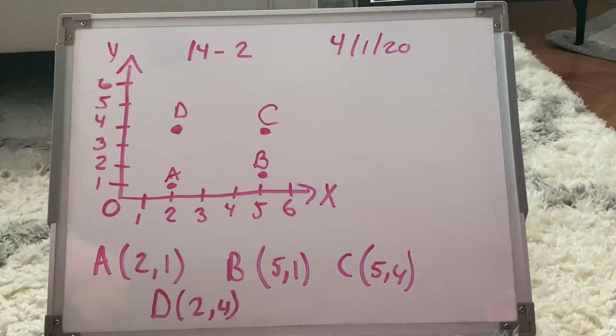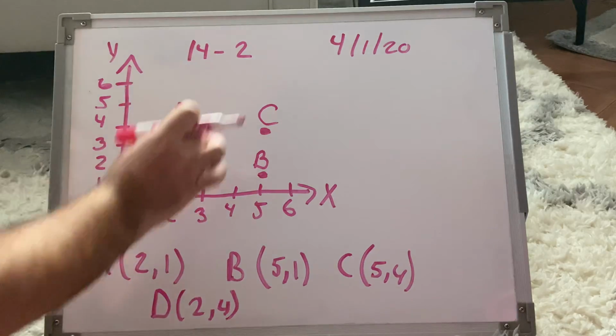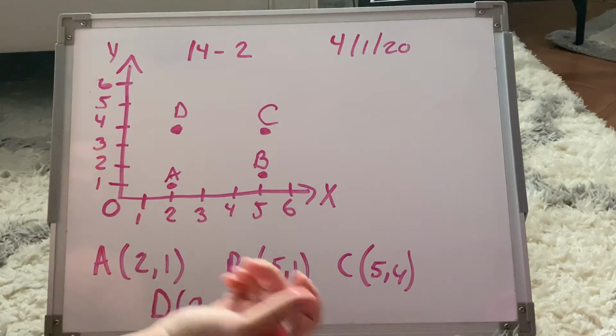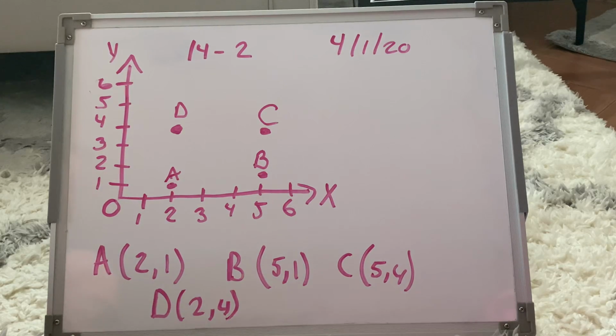Make sure you label the letters that they correspond with the right ordered pair. Otherwise, if you just put the dots, we're not going to know which ones you are plotting. Okay?